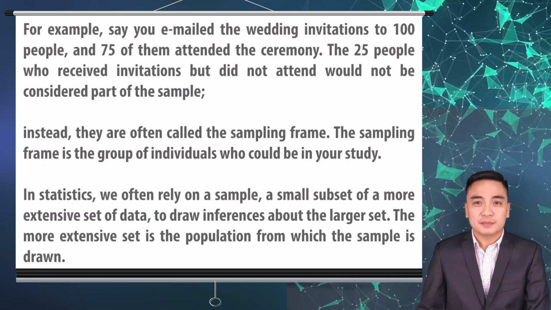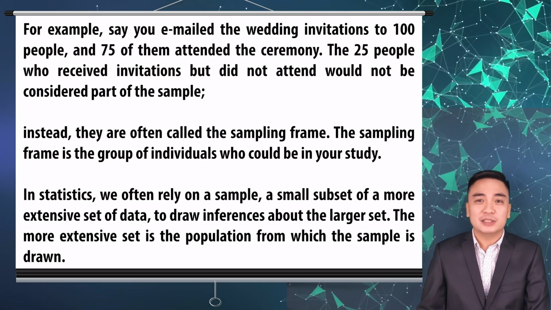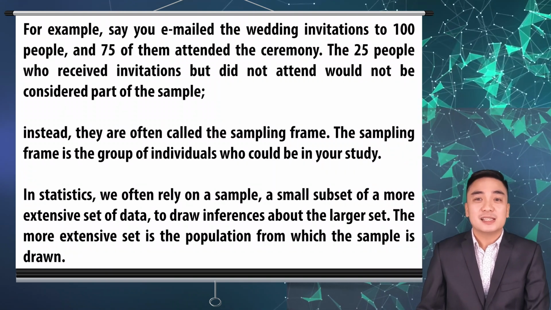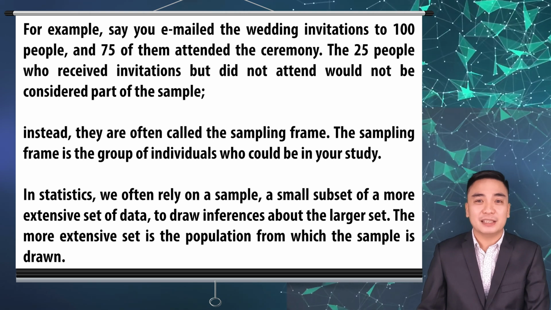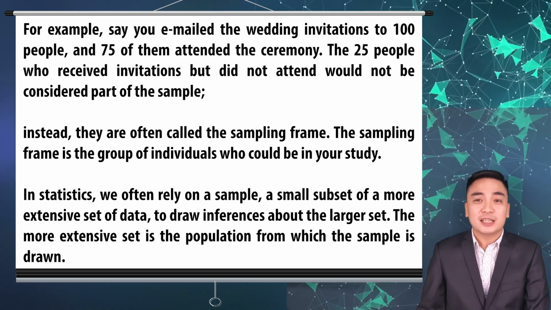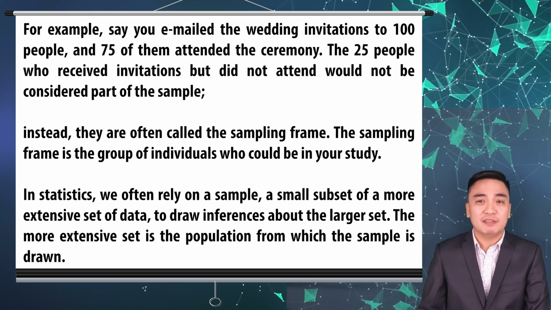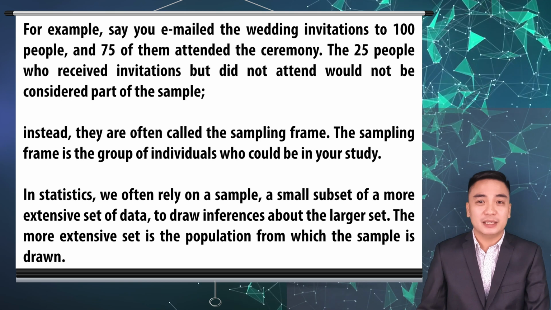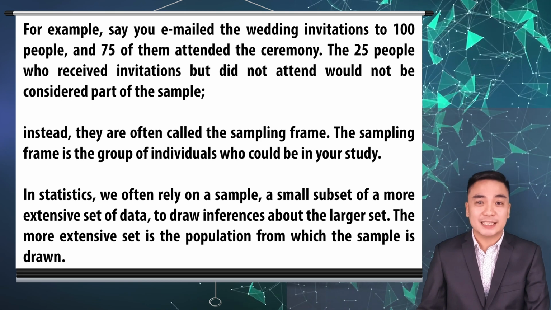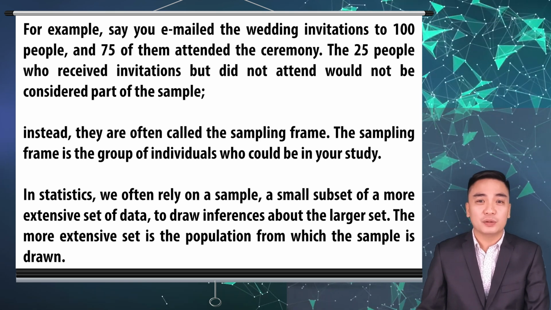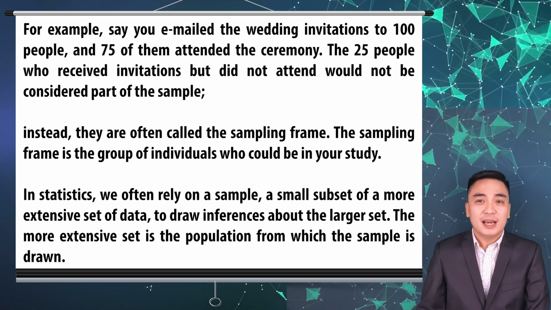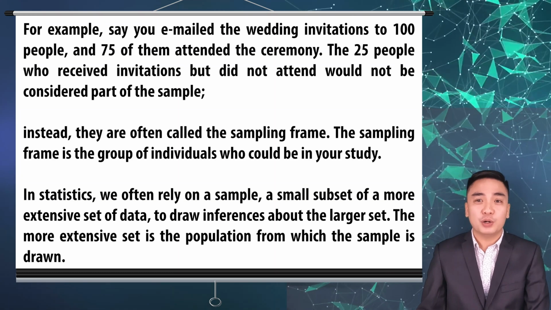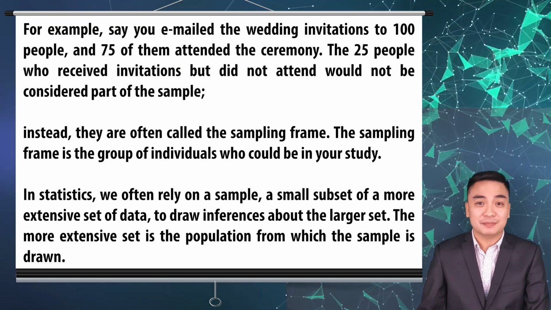For example, say you emailed the wedding invitation to 100 people and 75 of them attended the ceremony. The 25 people who received the invitation but did not attend would not be considered part of the sample. Instead, they are often called the sampling frame. The sampling frame is the group of individuals who could be in your study.